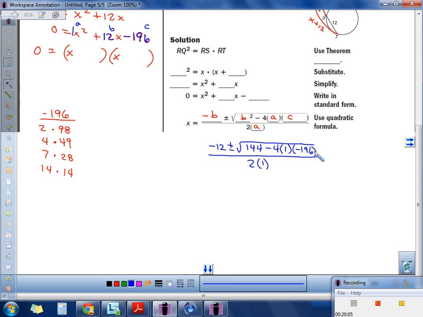So if I was good on a calculator, here's what I would type. I would type in the square root of 144 minus 4 times 1 times negative 196. Tell me what you get there. It should be kind of big. Say it again. Somebody verify that, 30.463. So they already took the square root, so that square root's gone.